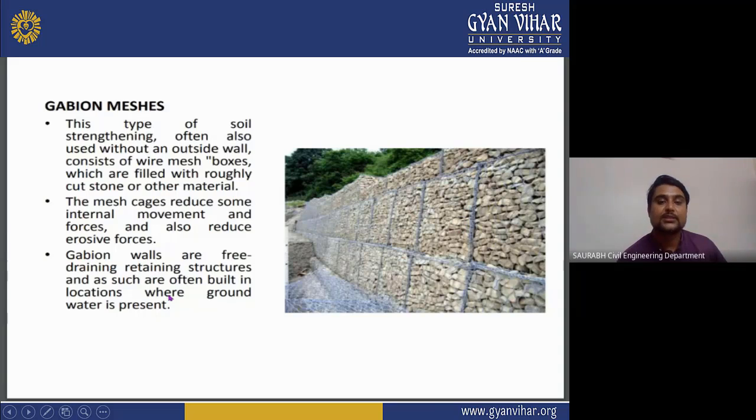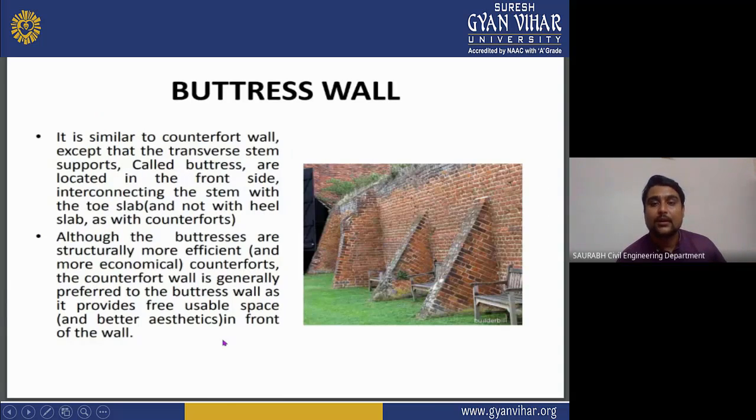And the mesh cages reduce some internal movement and forces and also reduce the erosive forces. Gabion walls are free-draining retaining structures and as such are often built in locations where groundwater is present. Now we will see buttress wall.